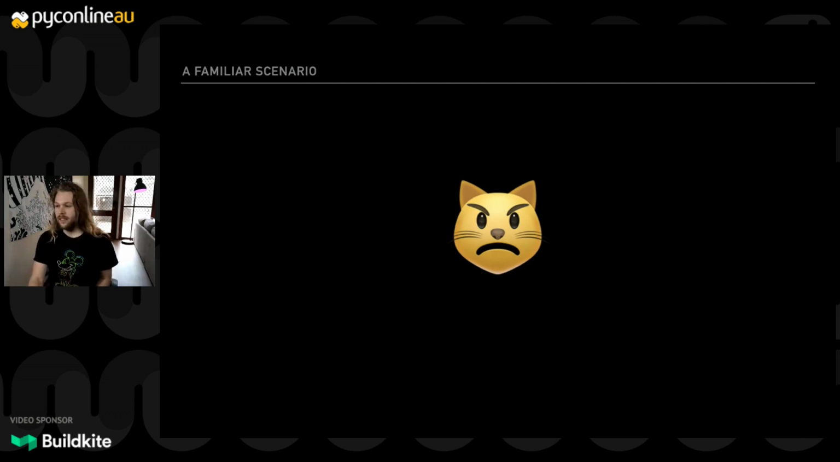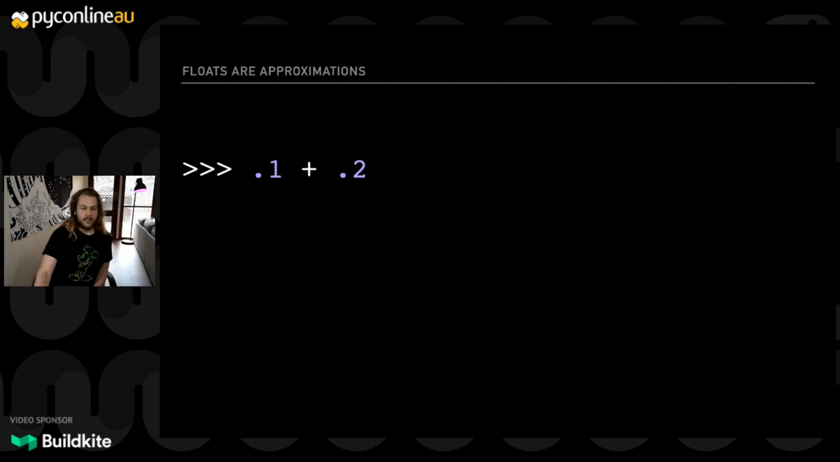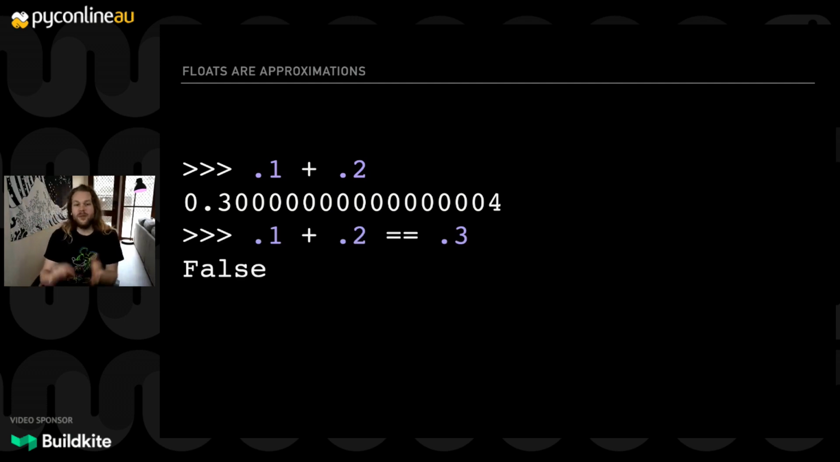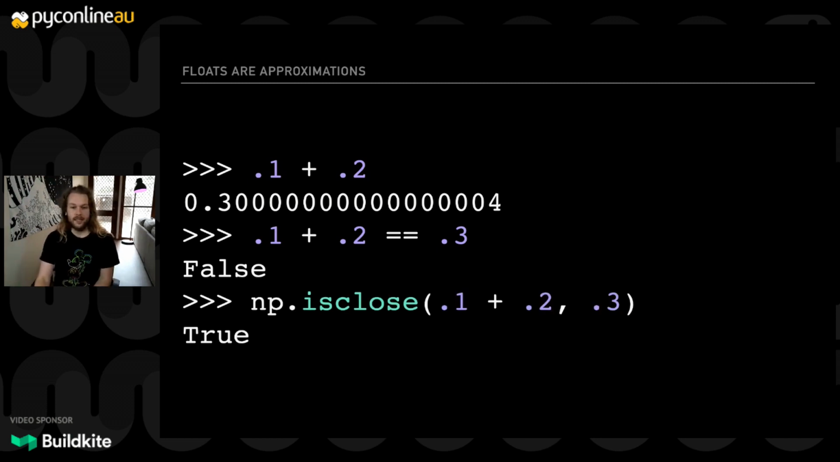floating point numbers are an approximation. For example, we're adding 0.1 to 0.2. And we know that in mathematics, it's going to be 0.3. But in floating point arithmetic, it's 0.3 plus a tiny rounding error. That's also why you should never compare floating point numbers just using equality, because they're inexact. So floats are approximations, and we should compare them using approximate methods.